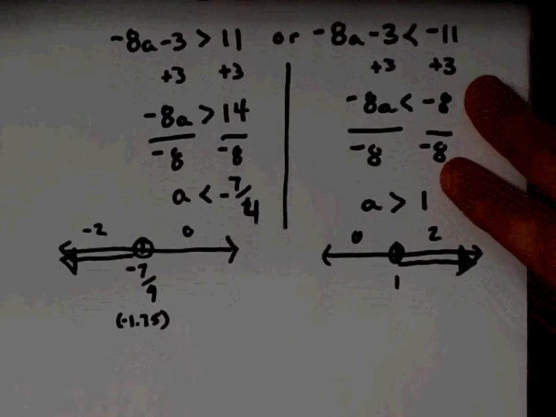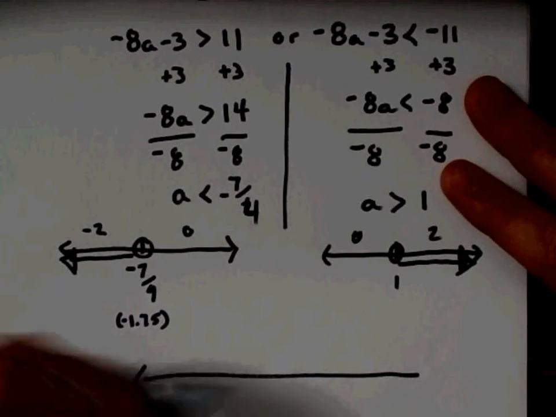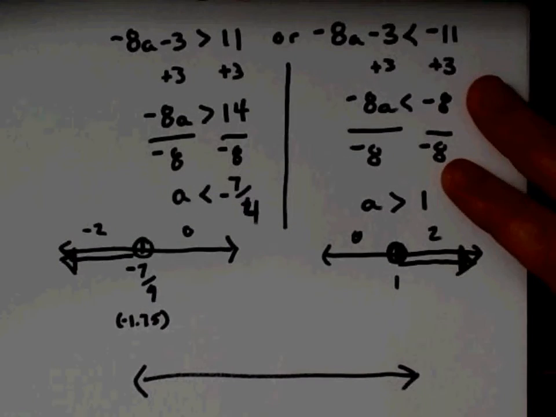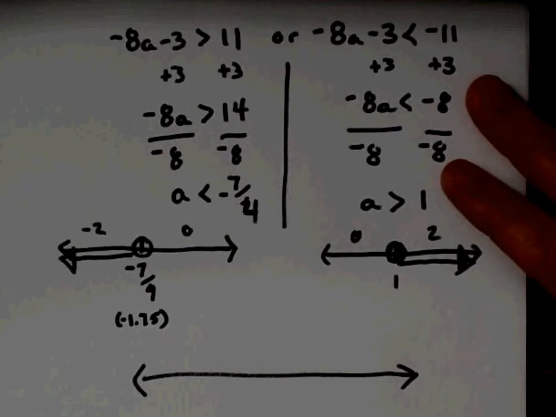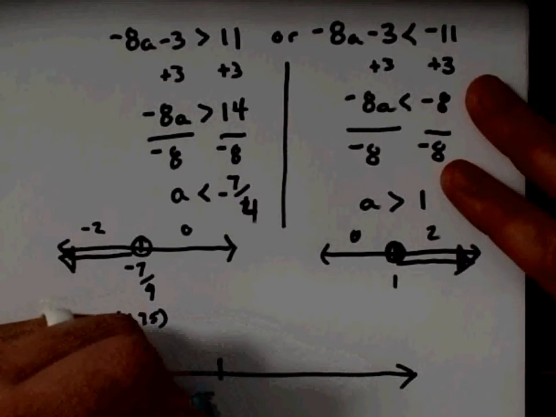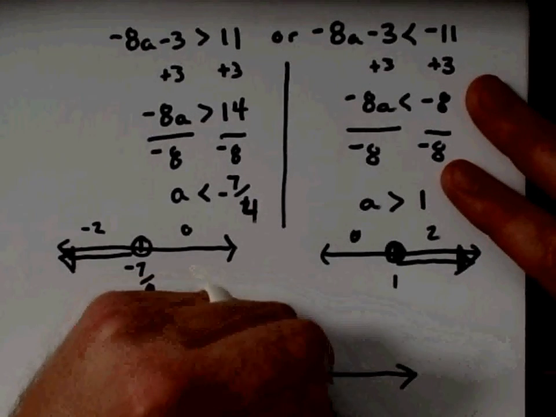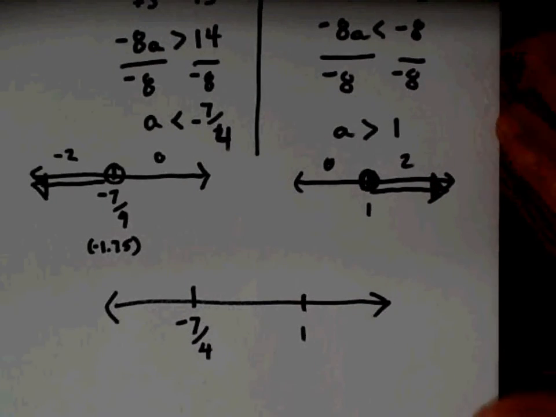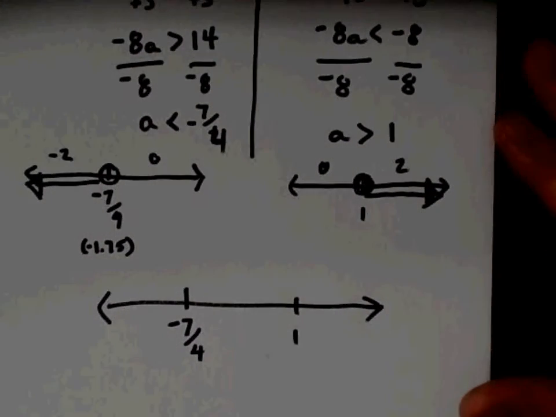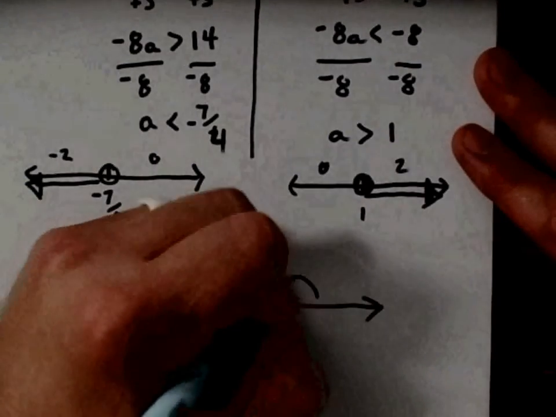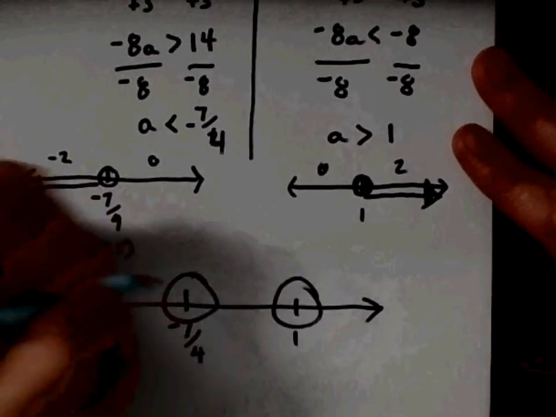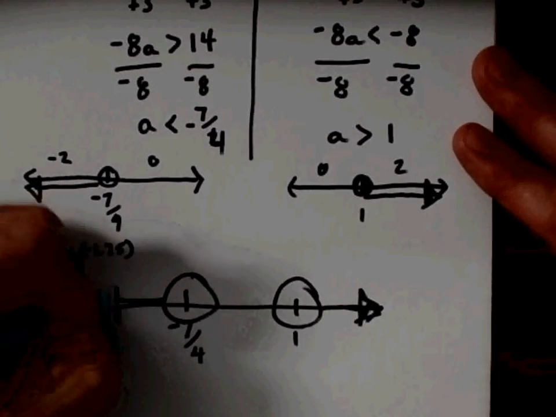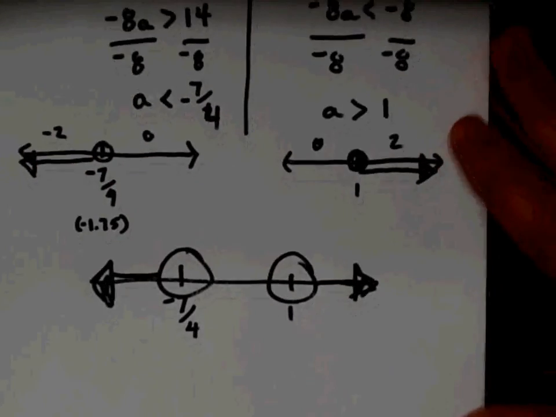When I put those two things together now on the same number line, you ask, why is that a closed circle? Well, it's not supposed to be. It's just my marker ran together. So I've got negative 7 over 4 and a 1. Which way do they shade? That's an open dot, and that's an open dot. This one shades this way, and this one shades that way.